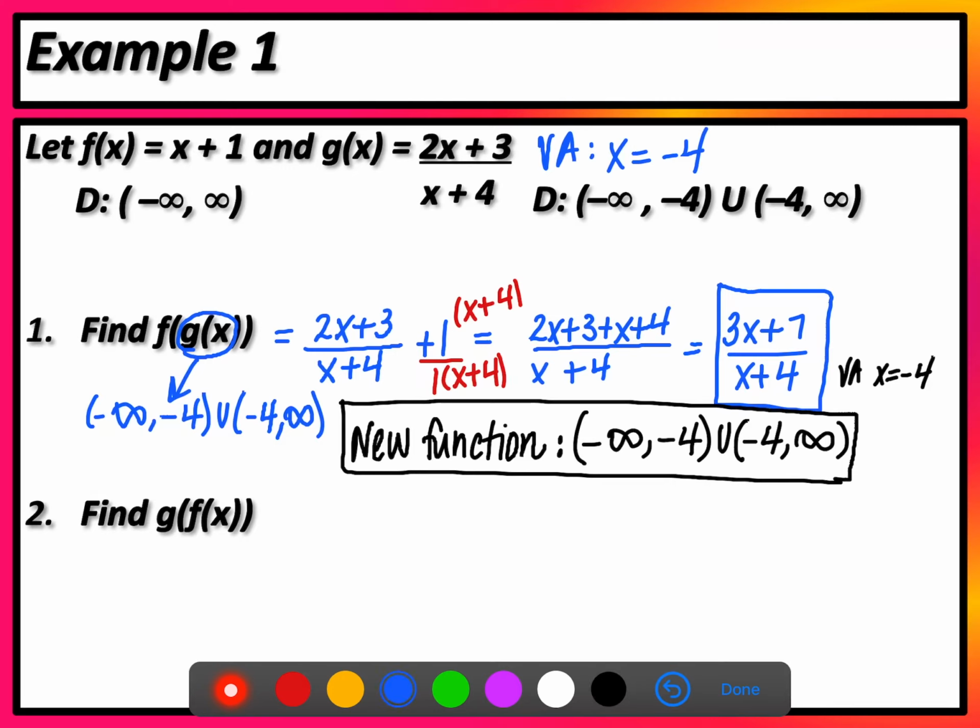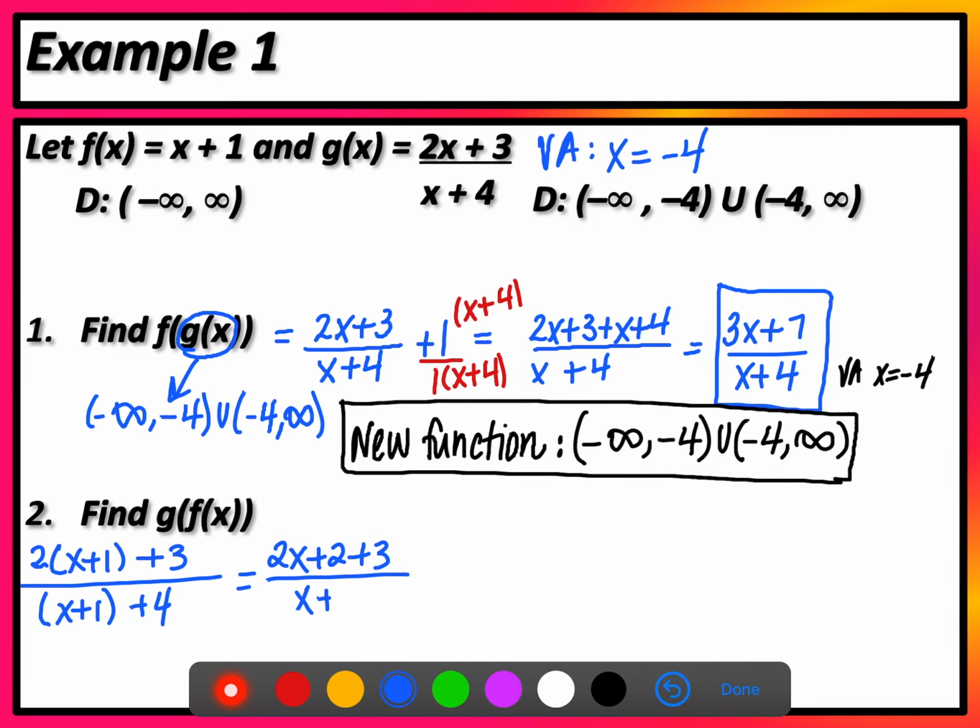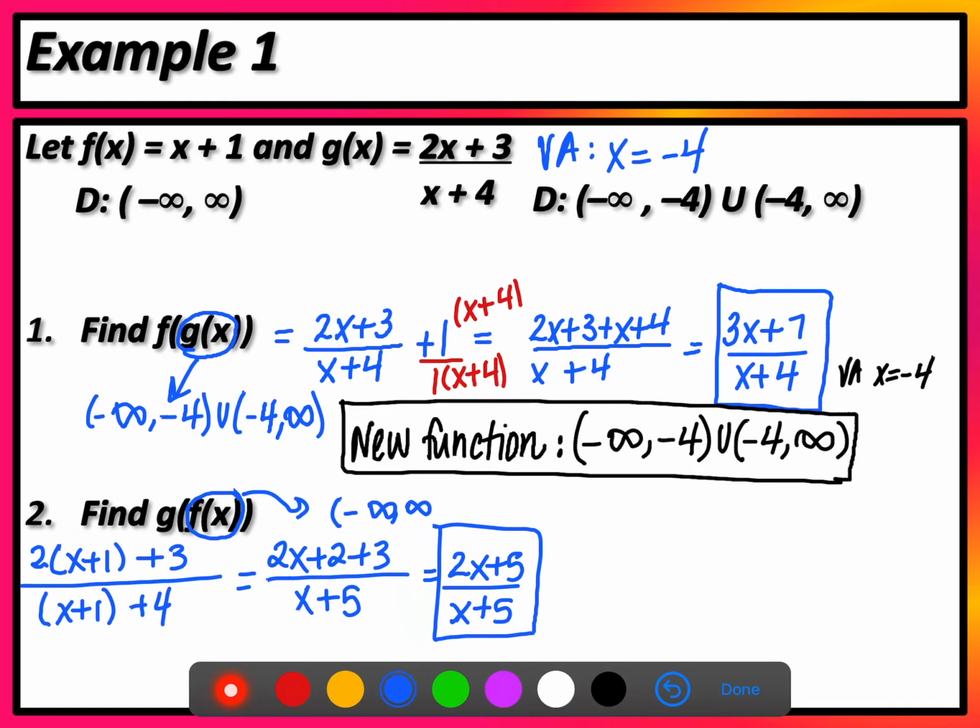Okay, let's try g of f of x. So now we're going to plug x plus 1 into the rational function. Okay, so that is my new function, and we're taking into account the domain from f, which was -infinity to infinity. So that has no restrictions to it.